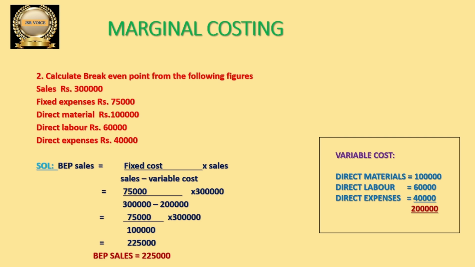Let us go to the next step. 75,000 divided by 3 lakhs minus 2 lakhs, we will get 1 lakh. That is why 1 lakh is there, into 3 lakhs. If you do that calculation in the calculator, 75,000 divided by 1 lakh into 3 lakhs, you will get 2 lakhs 25,000. That is BEP sales 2 lakhs 25,000. Okay. Hope this is clear to everyone. And let us go to the next question.